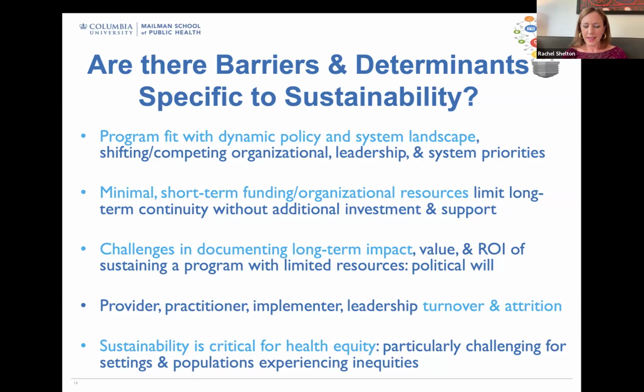We also often think year to year with our budgets. And there's not always evidence or data up front to say what the return on investment will be for a program to sustain it. So sometimes we have limited data or information to make the case to invest in a program. And we also know that attrition is a huge factor that impacts sustainability of programs, and that's at every level: the provider level, the practitioner, implementer, and leadership turnover and attrition.